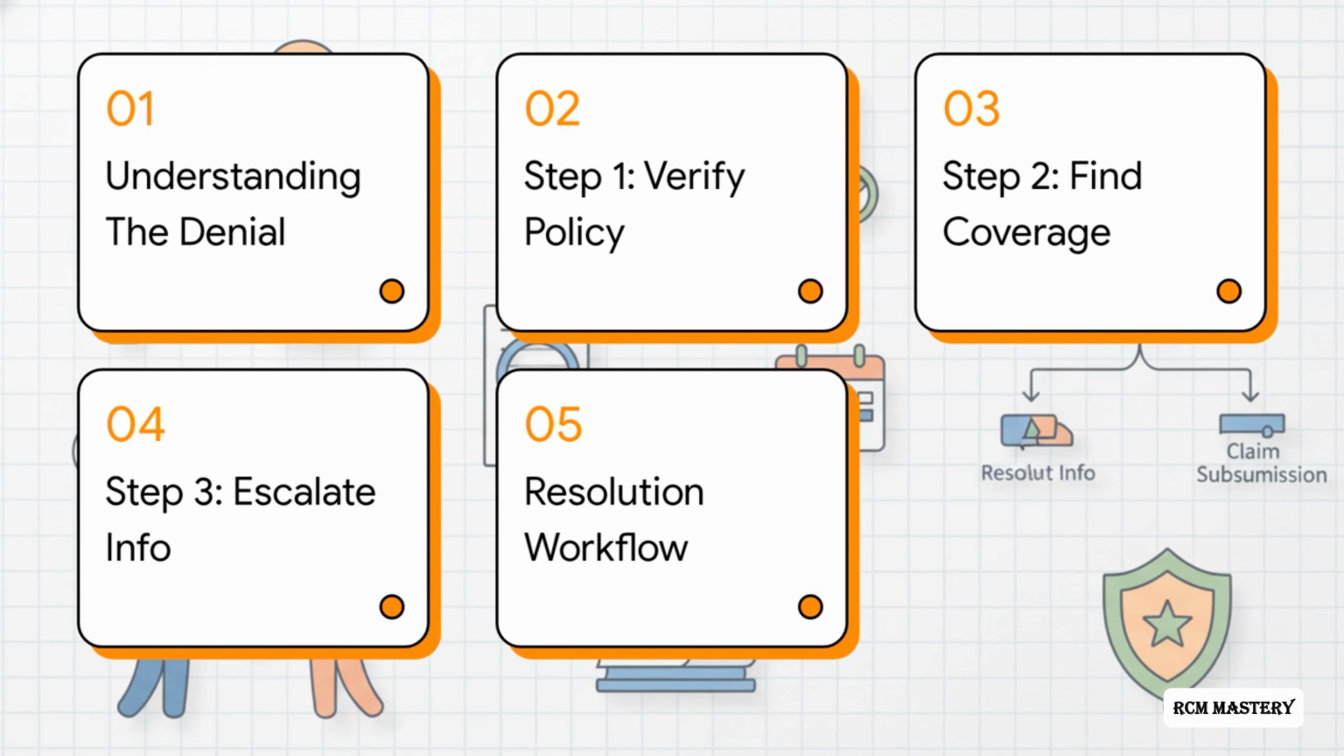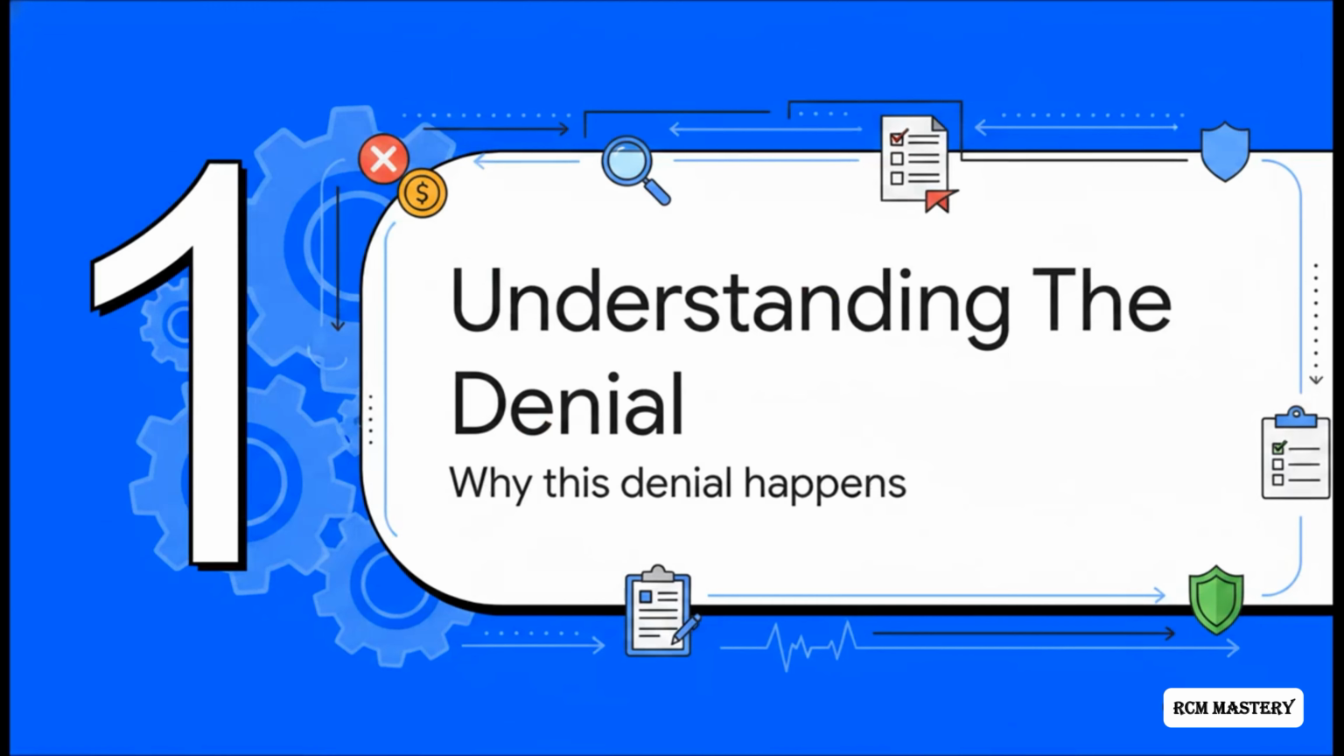So, here's our roadmap for today. We're going to start by really understanding the denial. Then we'll walk through a three-step process: verify, find, and escalate. And then at the end, we'll pull it all together into a really simple, effective workflow that you can start using right away.